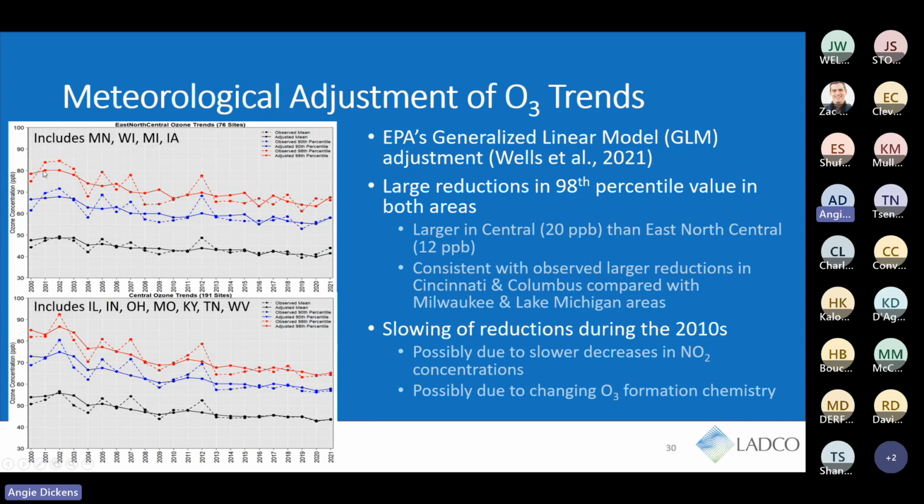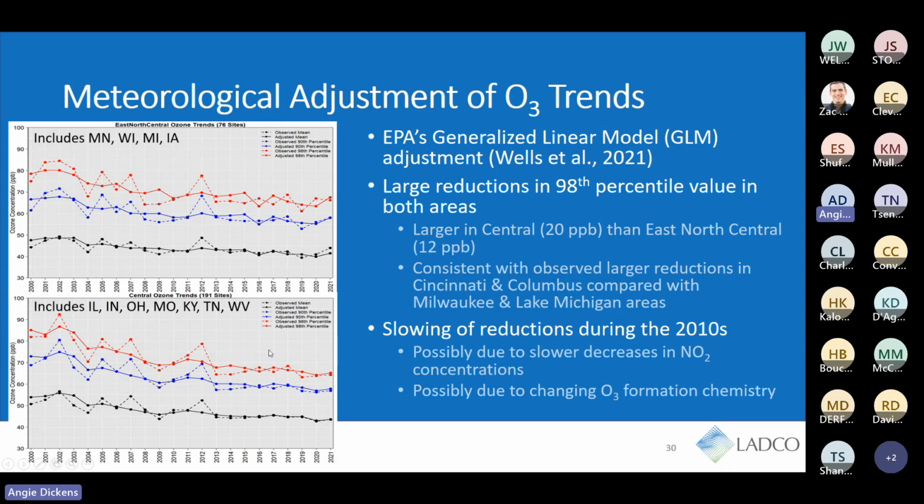So they use the generalized linear model to do a meteorological adjustment for all these monitors combined together. And what you see is that there's a very clear reduction in ozone concentrations that's actually much larger for the more southern states. The central region had a reduction of 20 ppb over this time period, whereas the eastern central only had 12 ppb. Consistent with what we observed, larger reductions in Cincinnati and Columbus compared with Milwaukee, Chicago as well, although Chicago would fit in this region. But basically, we've seen larger reductions in the southern areas than in the northern areas.